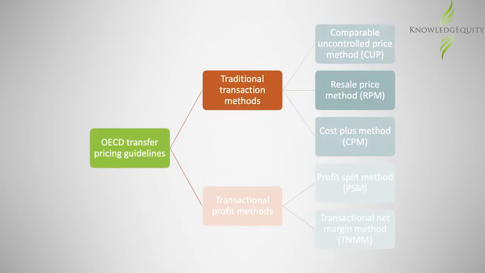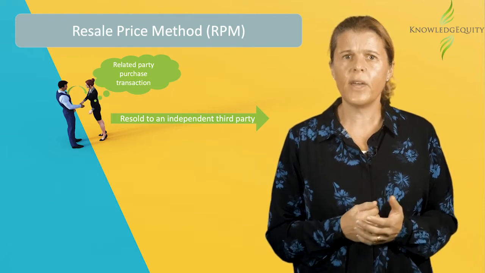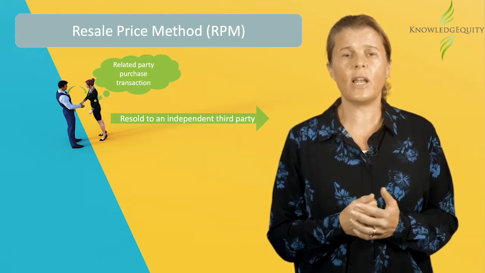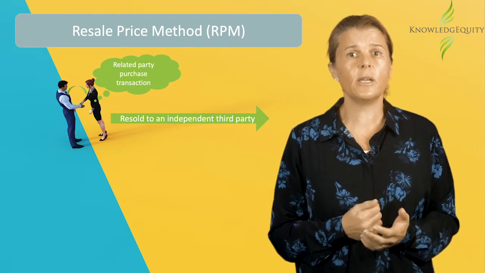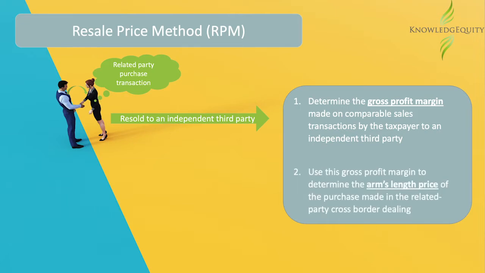The next method is the resale price method, or RPM. This method is suitable where the taxpayer has purchased items in a related party cross-border dealing and then, without undertaking much value adding, resold the items to an independent third party. Under the RPM, the gross profit margin made on sales from comparable transactions is used as a basis to determine the gross profit margin to apply to the taxpayer's comparable sales. This is then used to determine the arm's length price paid to the related party.